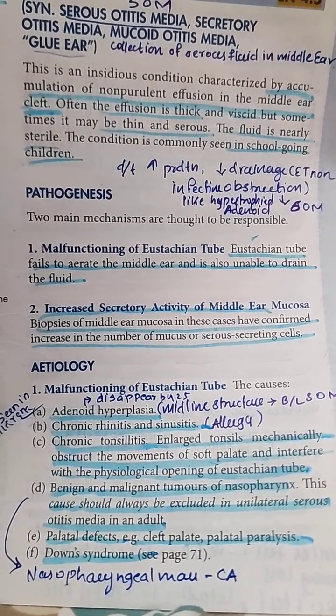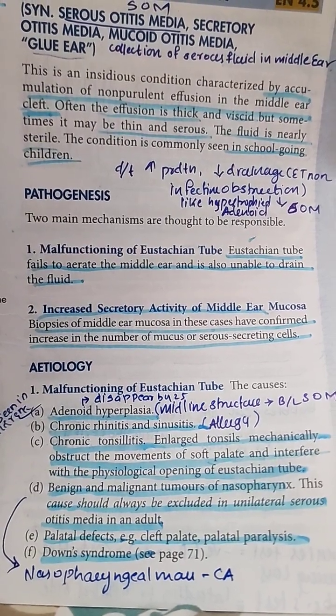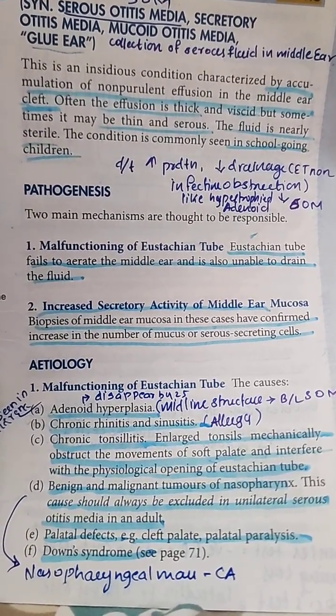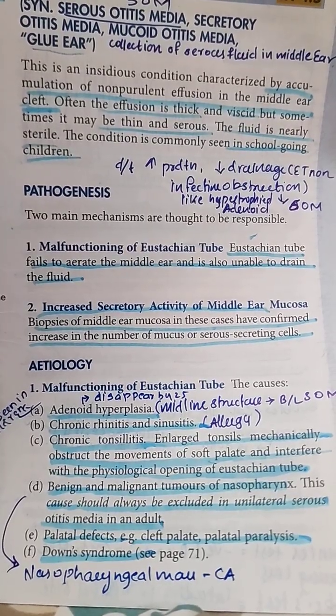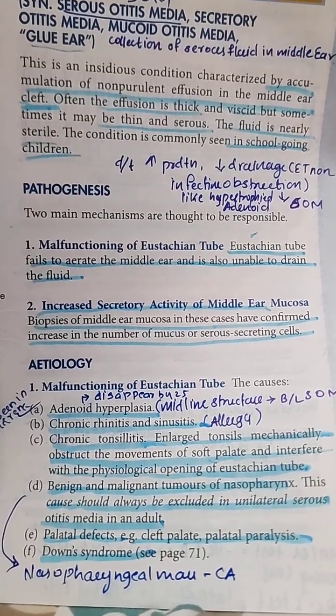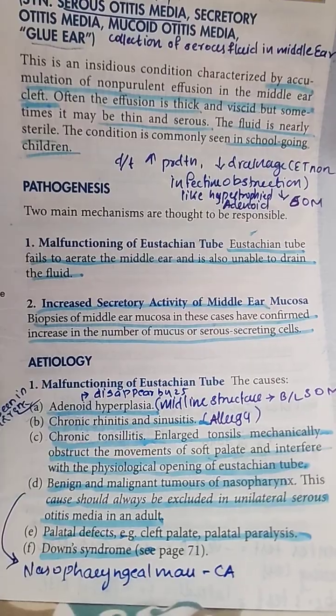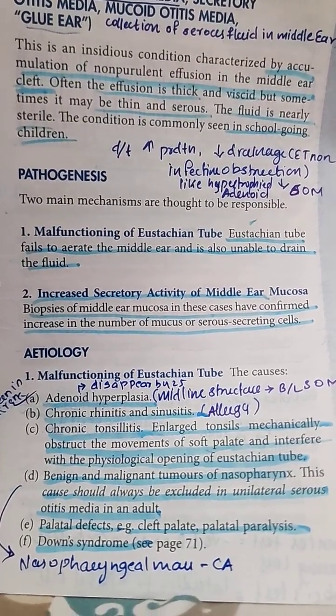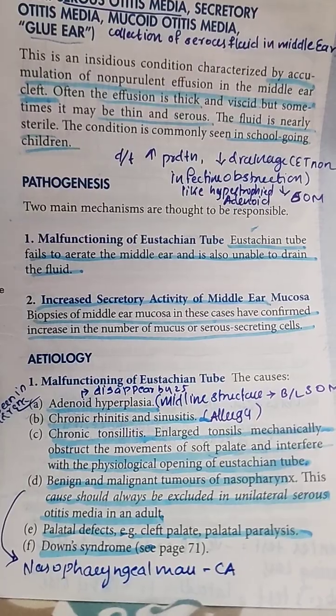So first is adenoid hyperplasia, then chronic rhinitis, sinusitis, and chronic tonsillitis, which mechanically obstruct the movement of the soft palate and interfere with the physiological opening of the eustachian tube. The fourth is benign and malignant tumors of the nasopharynx. This case should always be excluded in unilateral serous otitis media in adults.